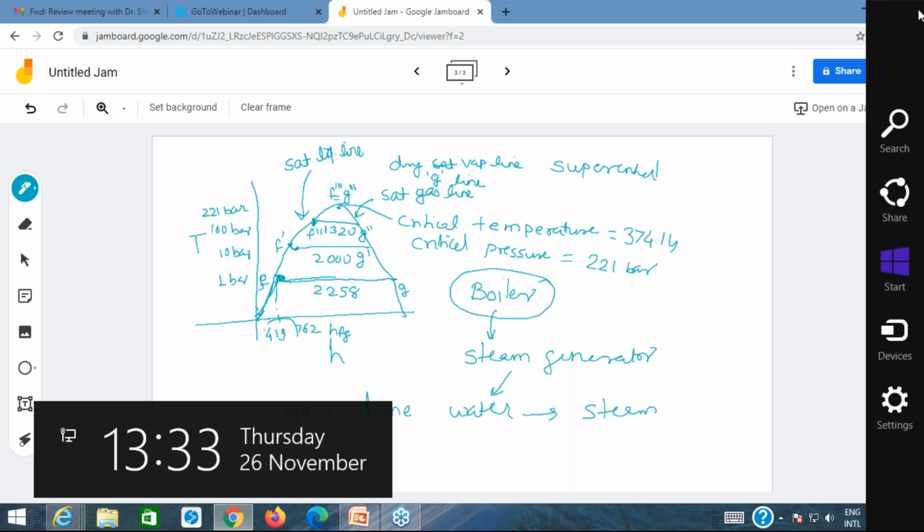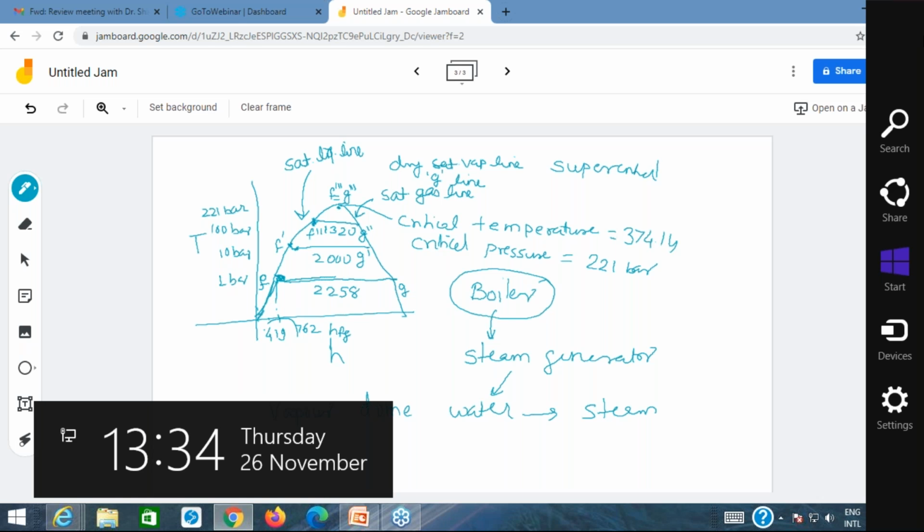As you see on the vapor dome, when you plot the properties on a temperature-enthalpy diagram or even a temperature-entropy diagram, you will find that you get a dome-like structure. Okay, now let me ask you one question.